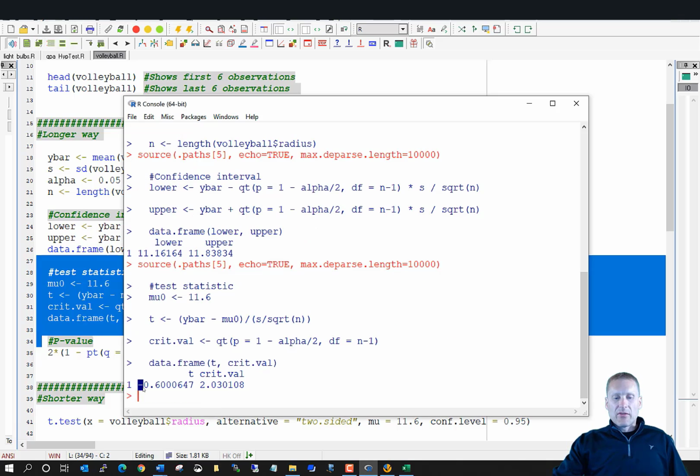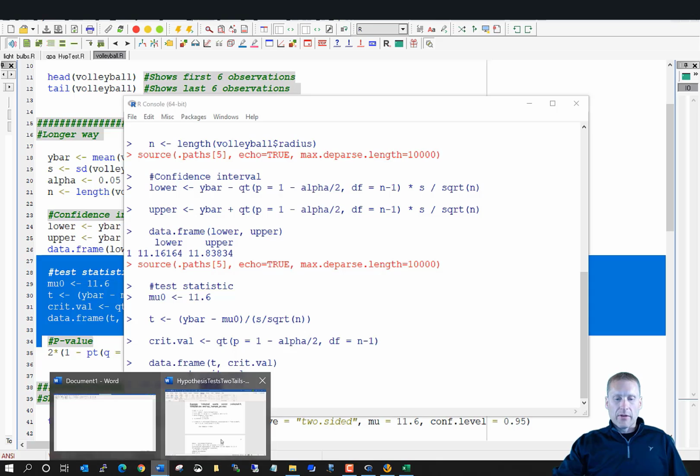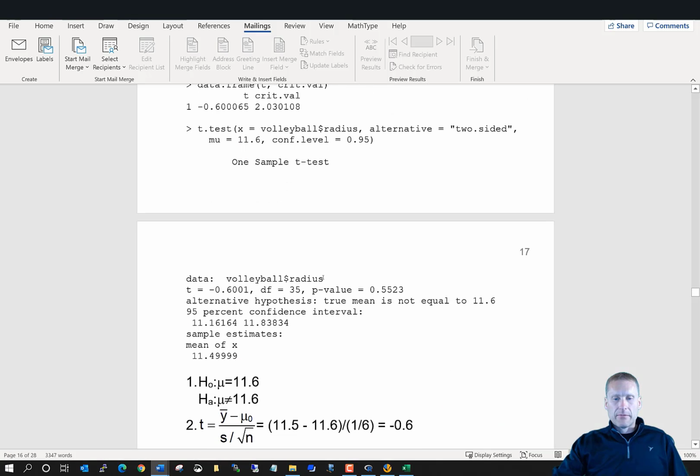So my test statistic value is negative 0.6. My critical value is 2.03. Note that this is actually going to be a negative and a positive 2.03. So let's go back to lecture notes. Note that I should also say the t.test function actually computes that test statistic value for you automatically. Note it does not give you the critical value though, or critical values.